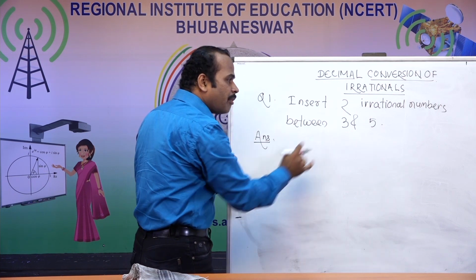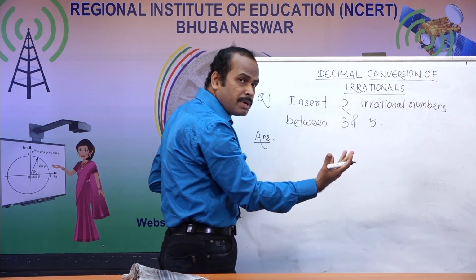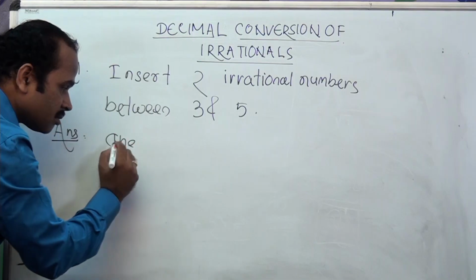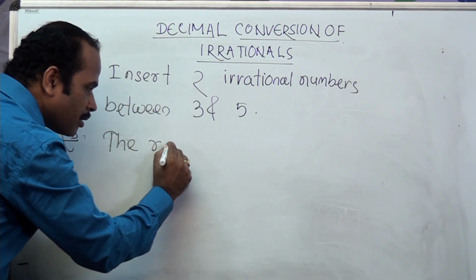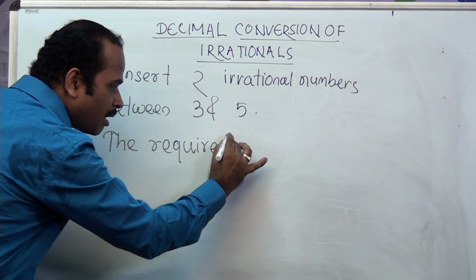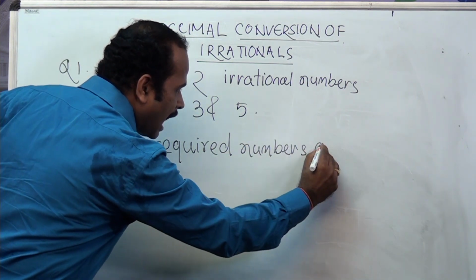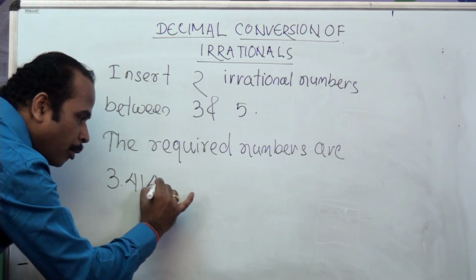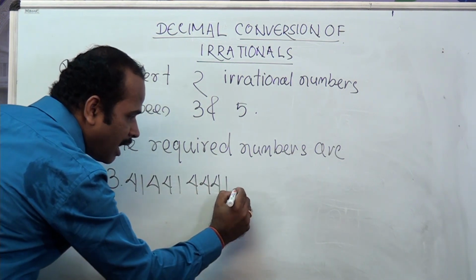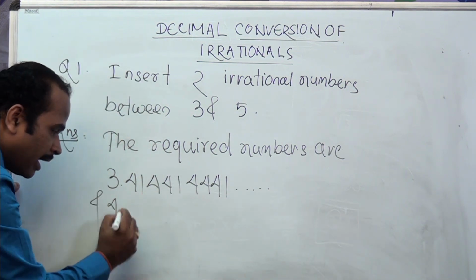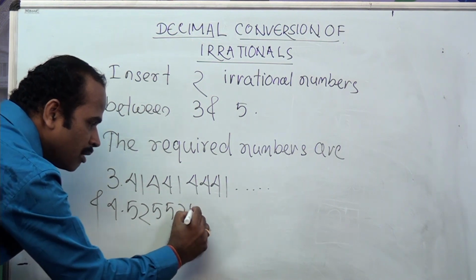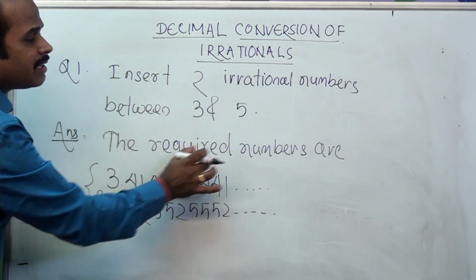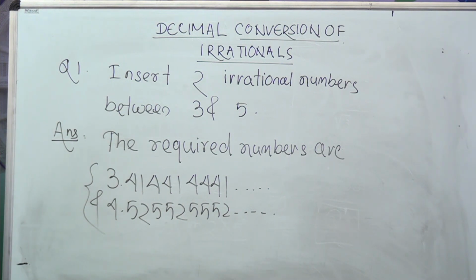How will we find it? Now we have to find the value of the irrational number which will be more than 3. As we have already learned, we can express the irrational number in decimal form. So I can write the required numbers are 3.41, 441, 4441 and so on, and 4.52, 552, 5552 and so on. Look at these numbers, now they lie within this 3 and 5 and they are irrational numbers.